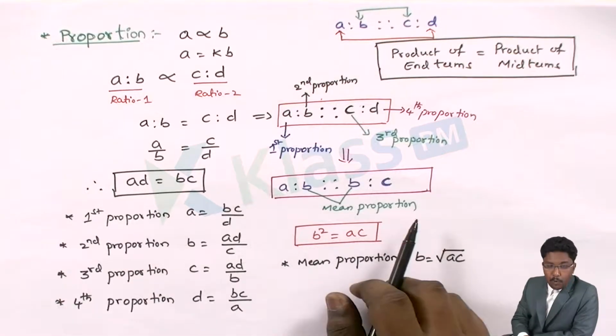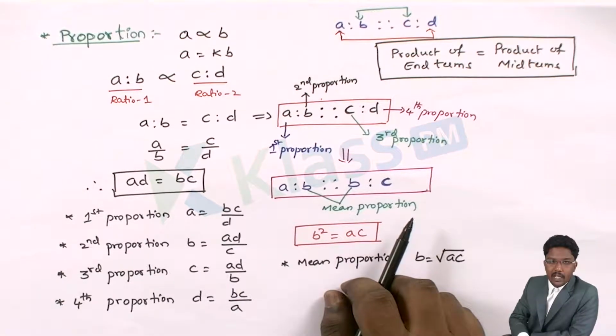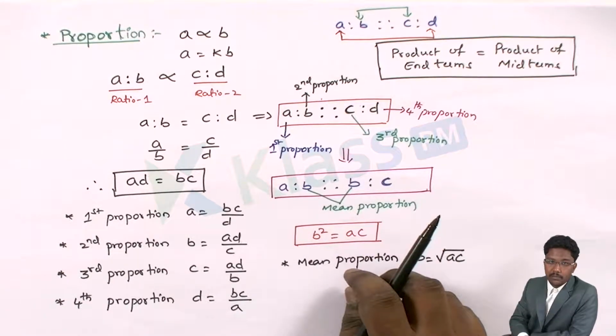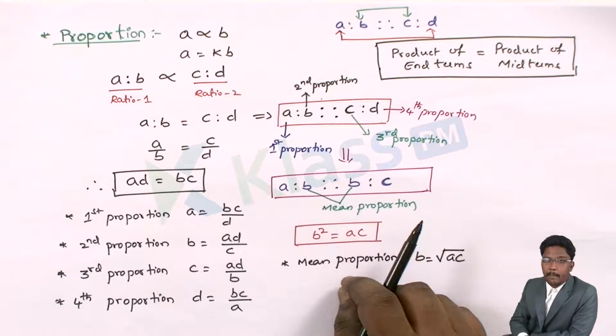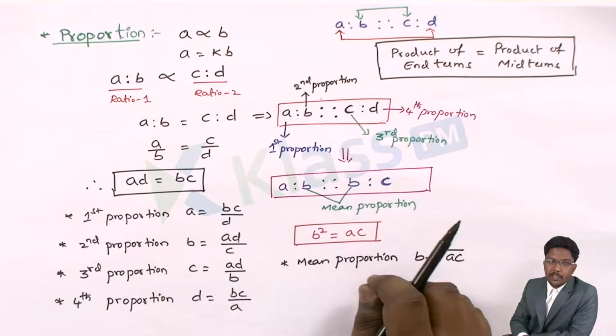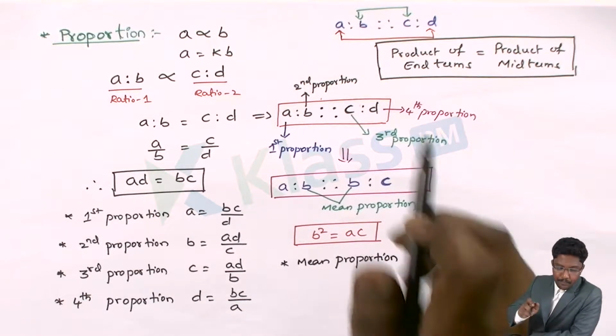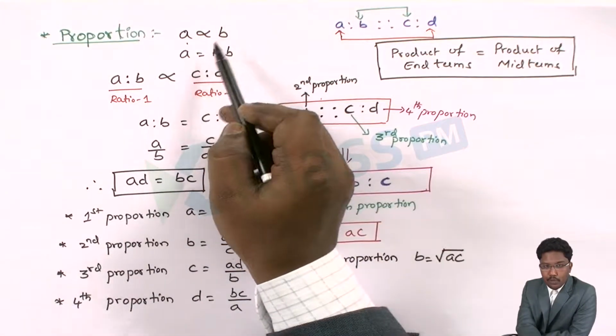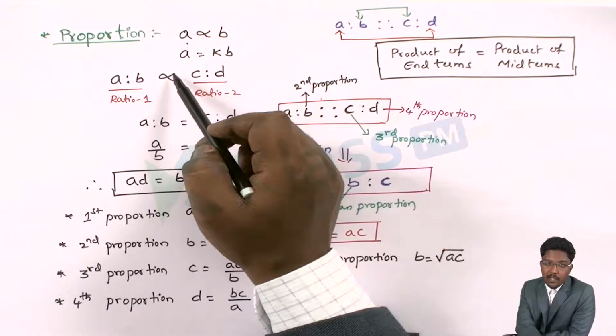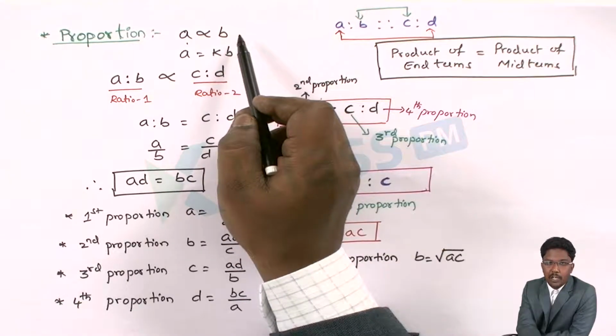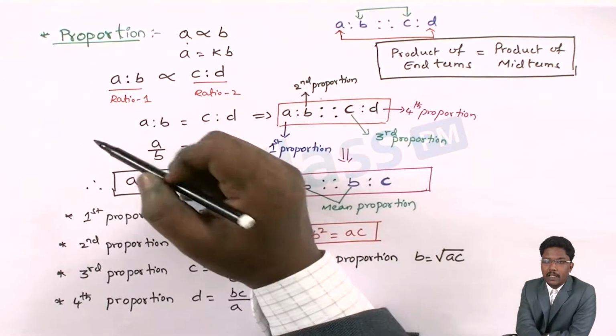Then what is a proportion? Proportion means they are in a relation. Proportion means if one term increases, the other term increases. If one term decreases, the other term decreases. Proportion means dependency; one term is dependent on the other term's value. Here A is proportional to B, meaning A is dependent on B. If there is any change in the B value, A will automatically change.